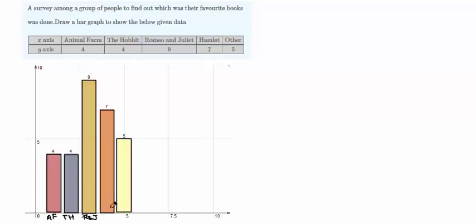And then this one is for Hamlet. The number is 7. It's less than 9, but it's still way more than 4. So that's Hamlet. And finally, for other books, the number is 5. It's less than 7, but it's more than 4. And that's what determines how big or how long this bar is going to be. So this is for others.